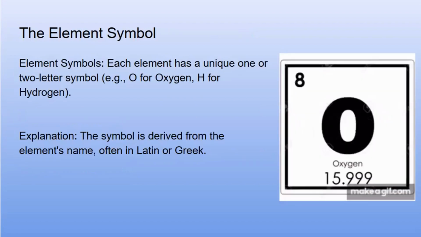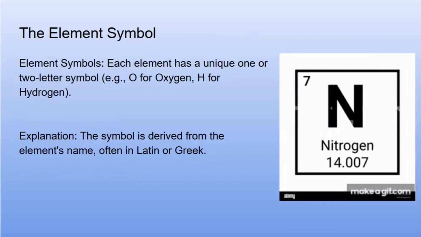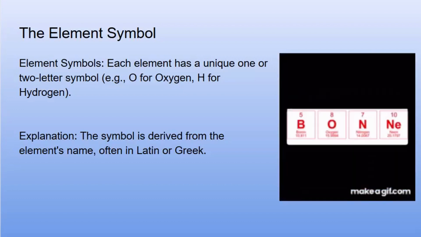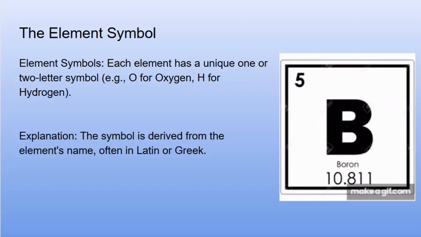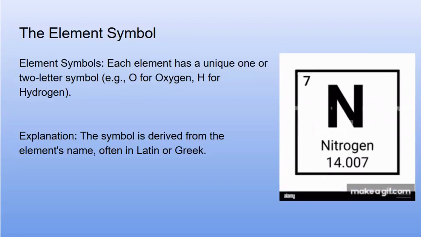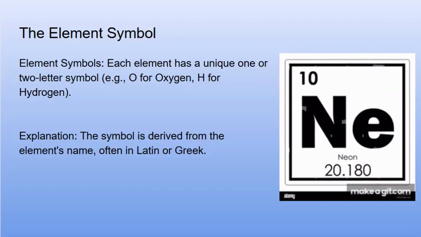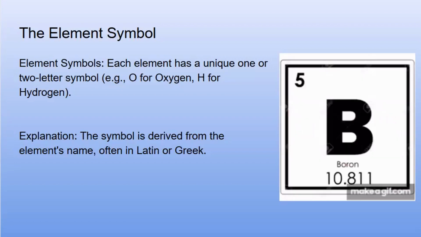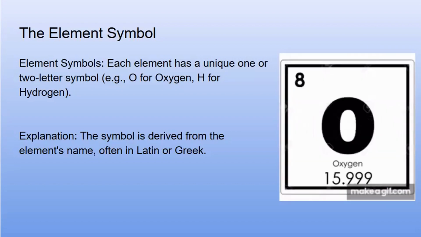Next up, let's look at the element symbol. That one or two letter abbreviation that's unique to each element. You have probably seen symbols like O for oxygen or H for hydrogen. These are more than just shorthand, though. They come from the element's name, often derived from Latin or Greek. For example, oxygen comes from the Greek word oxygen, meaning acid former. Iron comes from the Latin word ferrum. So when you see an element symbol, there's usually an interesting story behind it, and it's a reminder of the history and language that shaped chemistry.